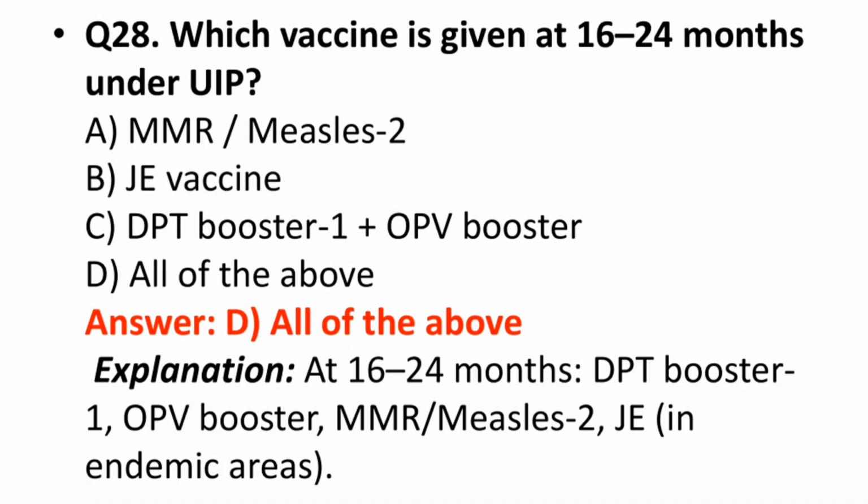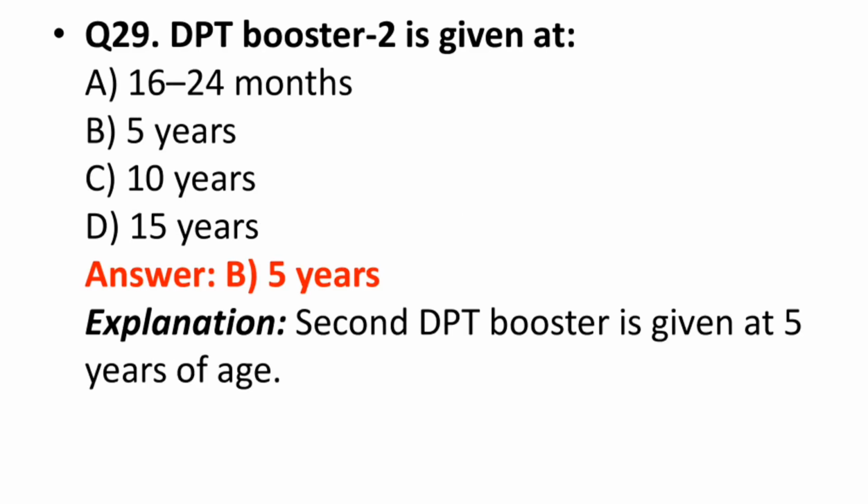Which vaccine is given at 16 to 24 months under the Universal Immunization Program? Option A, MMR or measles 2. Option B, Japanese encephalitis vaccine. Option C, DPT booster 1 plus oral polio vaccine booster. Option D, all the above. The correct answer is option D, all the above. At 16 to 24 months: DPT booster 1, OPV booster, MMR or measles 2, and Japanese encephalitis in endemic areas.